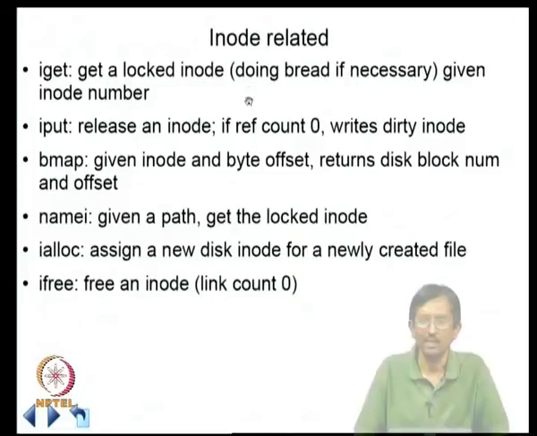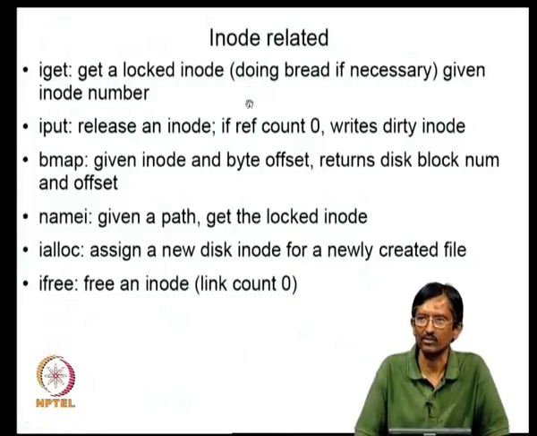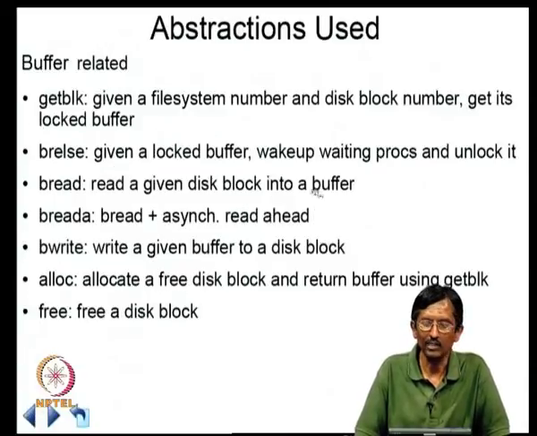In the last class, we were saying that to contain the complexity of writing a file system, typically some abstractions are used. Some of them are related to manipulating buffers, some of them are related to managing inodes, and there are similar ones for managing other data structures. The ones I have listed here are the ones that have come traditionally in Unix file systems.